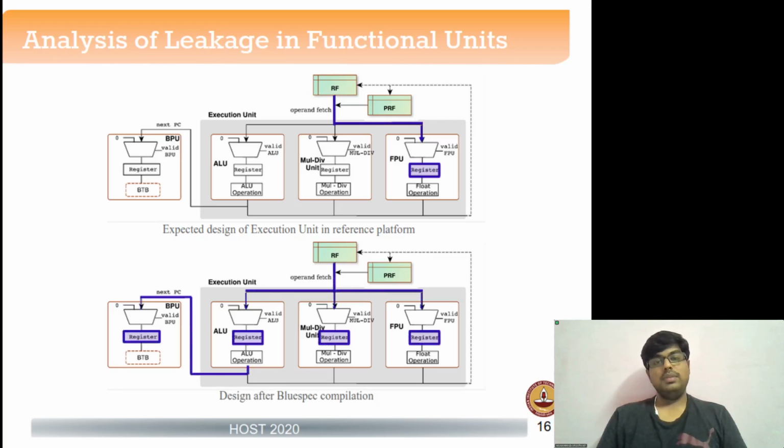Our reference platform is written in Bluespec SystemVerilog. When the Bluespec compiler converts Bluespec SystemVerilog into SystemVerilog, it introduces certain performance-centric optimizations, due to which it introduces side channel vulnerabilities. For example, when the operand is fetched from the register file, instead of being forwarded to the corresponding module, the operand is broadcast to all of the functional units, irrespective of the instruction type. So this causes side channel vulnerabilities in unexpected modules such as the floating point unit and multiply unit.